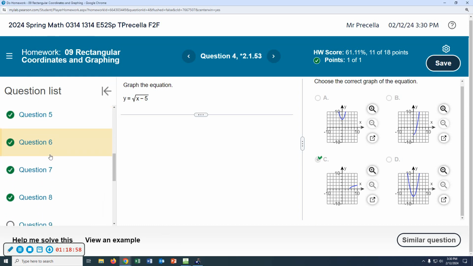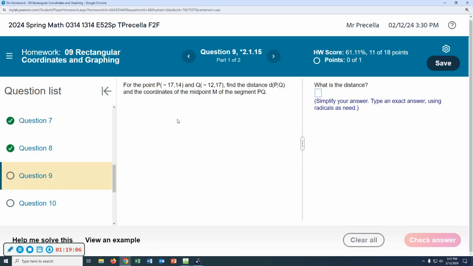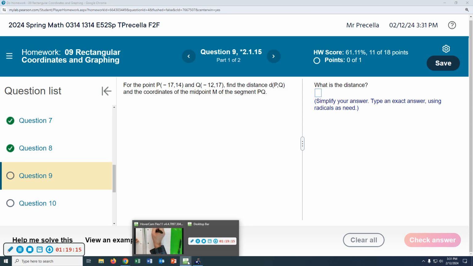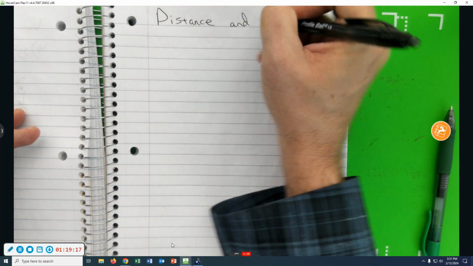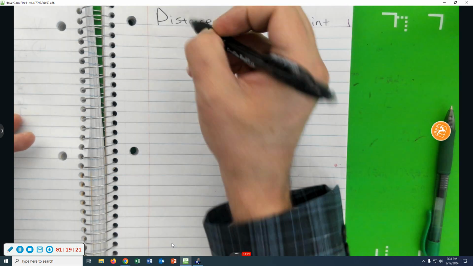And now we're ready for the distance and midpoint formula. So what we're going to be doing now is finding the distance between two ordered pairs and the midpoint, the point that lies right in the middle. So you're going to give them a couple of formulas: the distance and midpoint formulas.